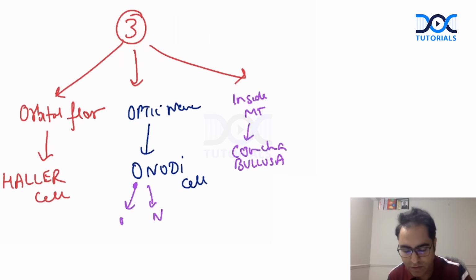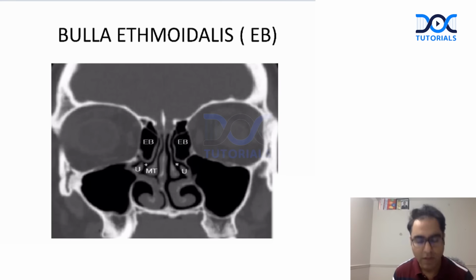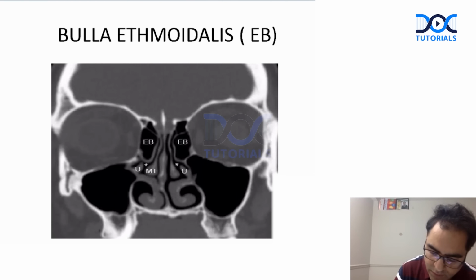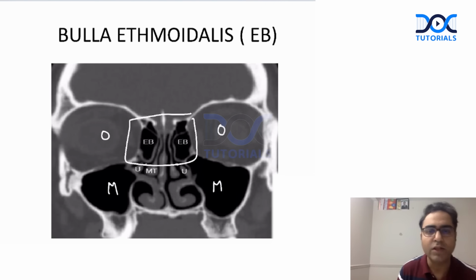Okay. Now let us see some cells. Bulla ethmoidalis. Guys, let us label together. This is O for orbit, M for maxillary sinus. Between the two orbits, this is the ethmoid bone area. And you can see EB. What is the EB? Largest cell of ethmoid, and that is bulla ethmoidalis. Bulla ethmoidalis.